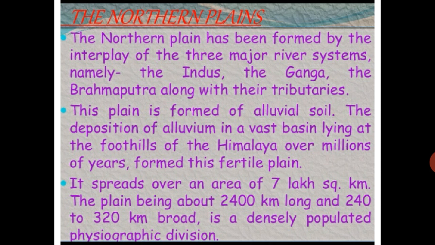It spreads over an area of 7 lakh square kilometers. This plain is about 2400 kilometers long and 240 to 320 kilometers broad. Somewhere it is broad and somewhere it is a little bit narrow. It is a densely populated physiographic division, and in those plain areas the population is dense.